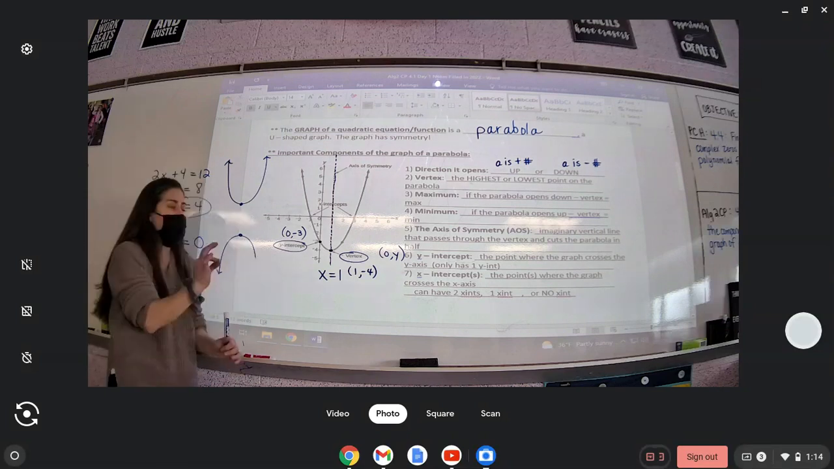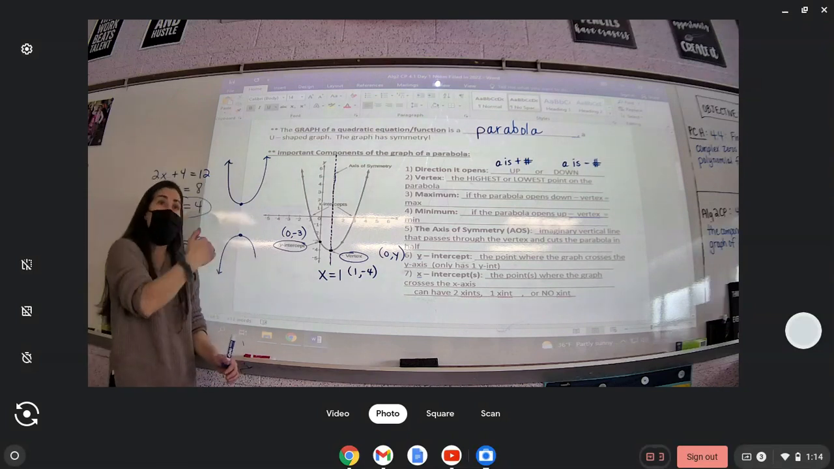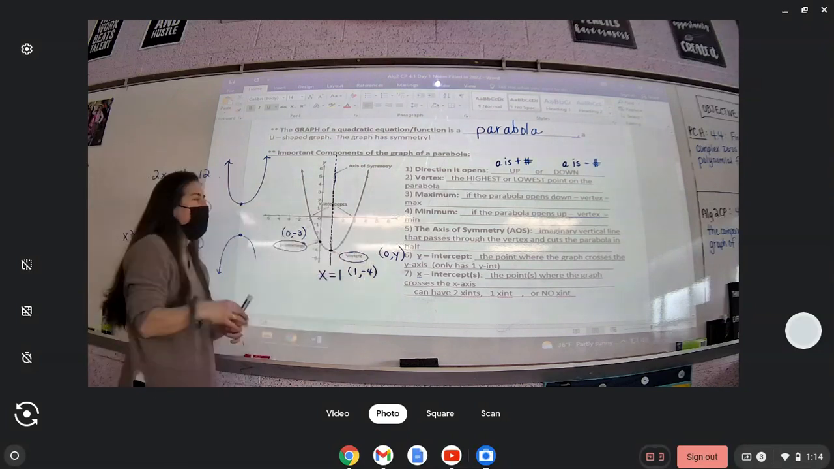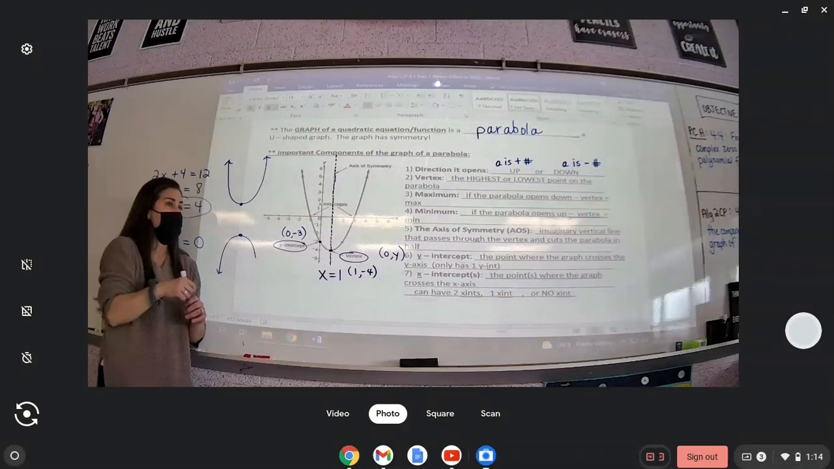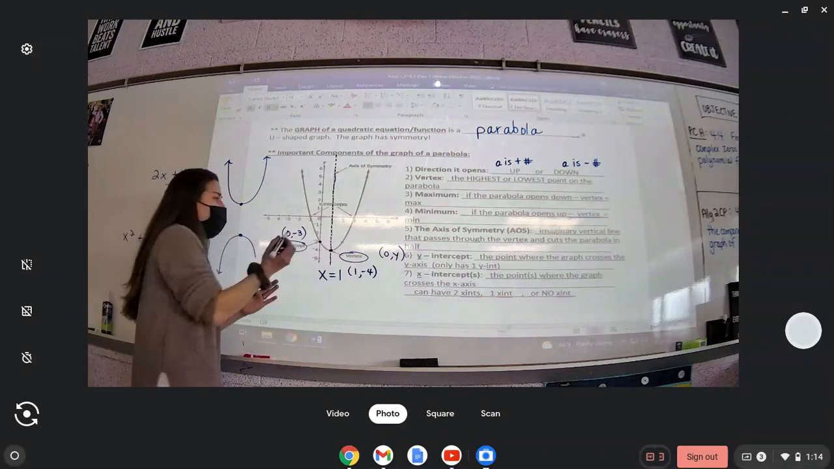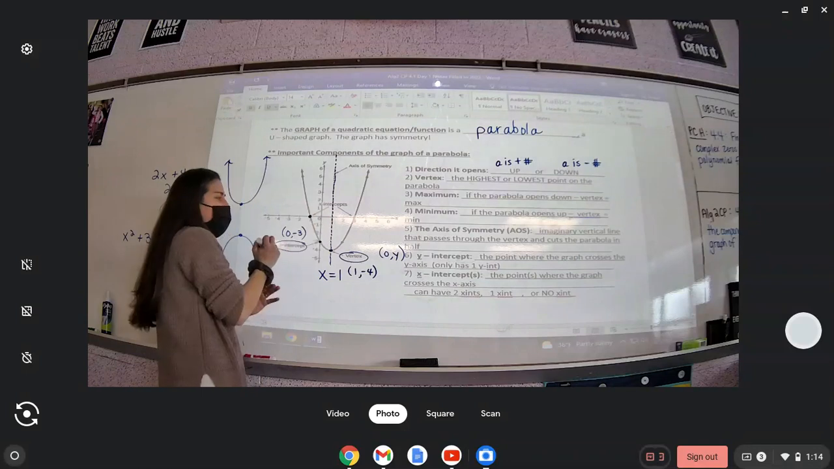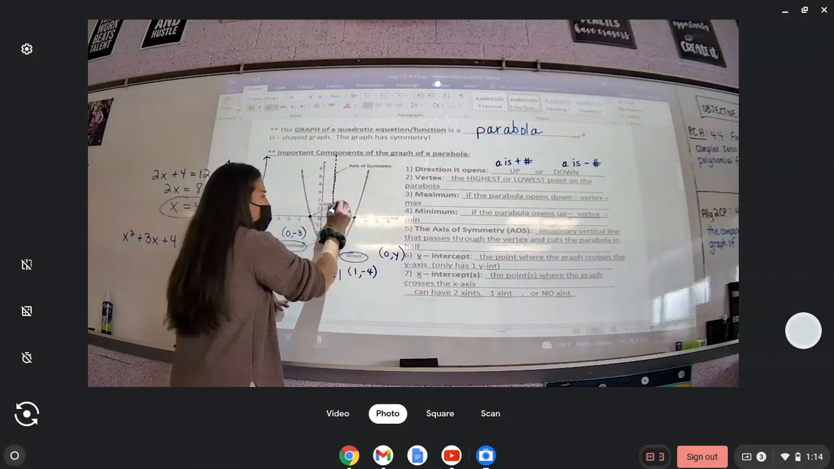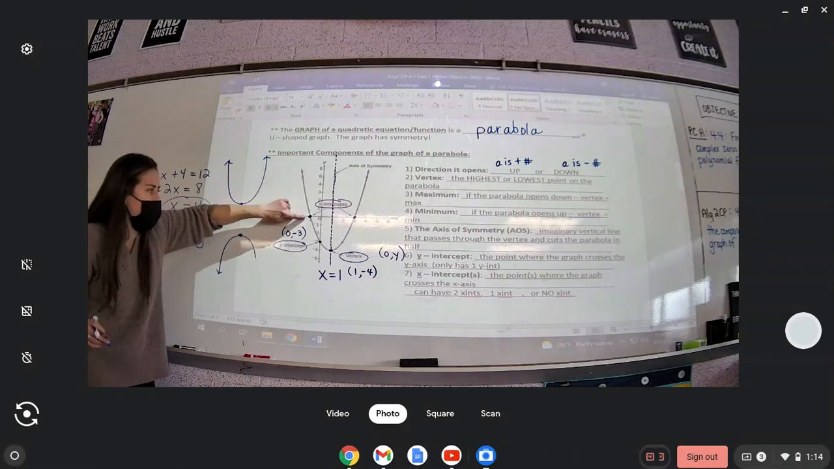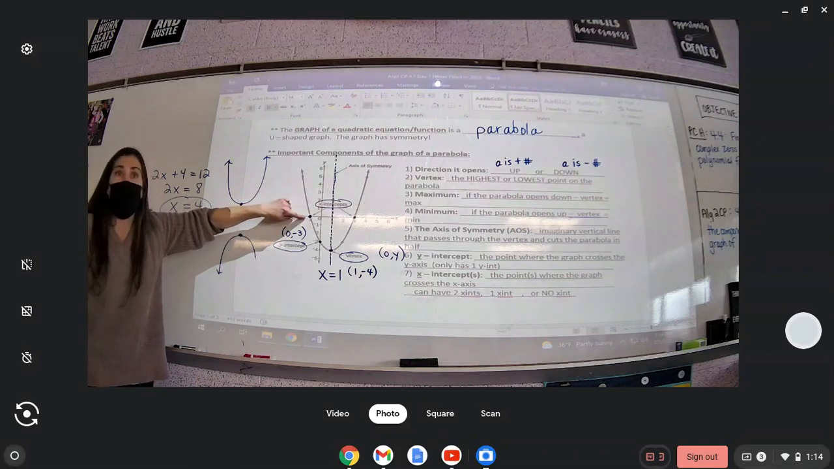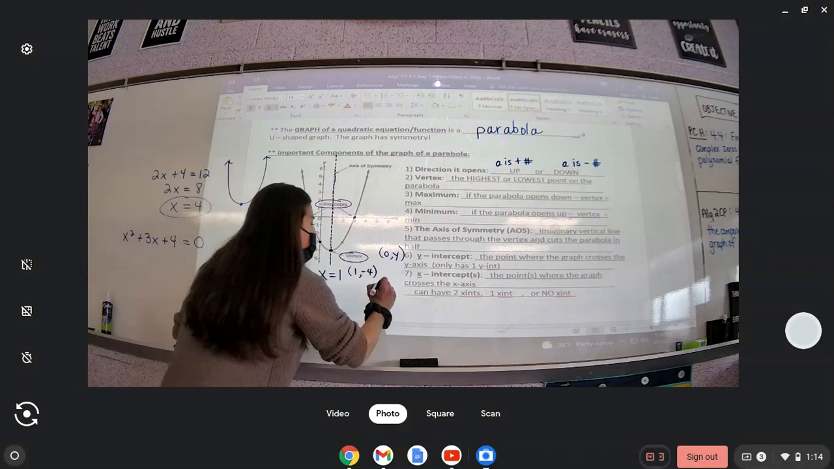All right, so guys, if I ask you to find the x-intercepts, that's the point where the graph crosses the x-axis. How many times does the graph cross the x-axis on this parabola? 2. So it's got 2 x-intercepts. It's got one right here, and it's got one right there. Those are the x-intercepts, right where it crosses the x-axis. So can anybody tell me what ordered pair that is? Negative 1, 0.